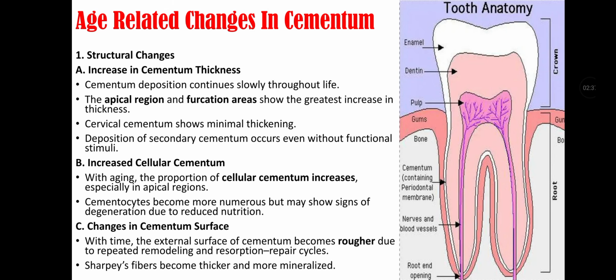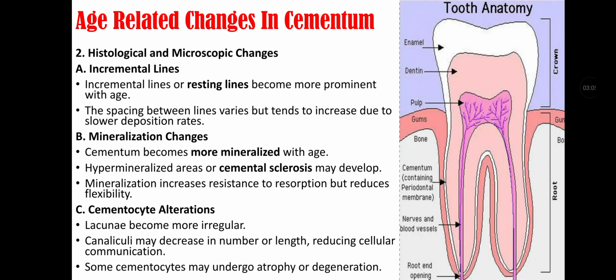Then there is increased cellular cementum. With aging, the proportion of cellular cementum increases, especially in the apical region. Cementocytes become more numerous but may show signs of degeneration due to reduced nutrition. Then there are changes in cementum surface. With time, the external surface of cementum becomes rougher due to repeated remodeling and resorption-repair cycles. Sharpey's fibers become thicker and more mineralized.